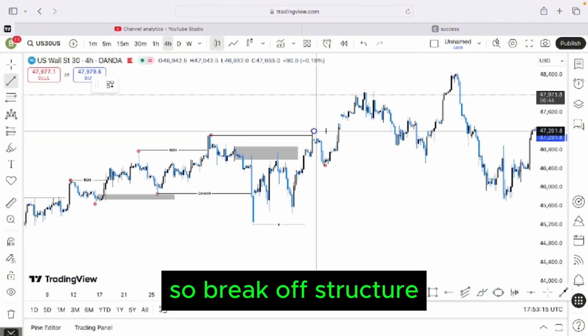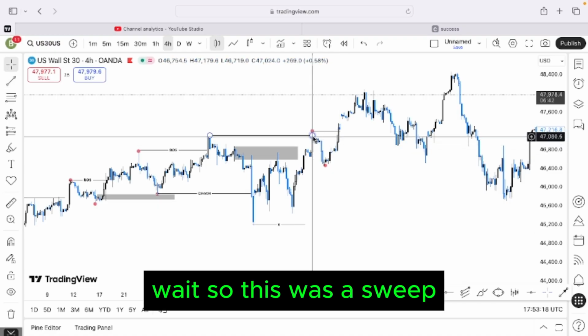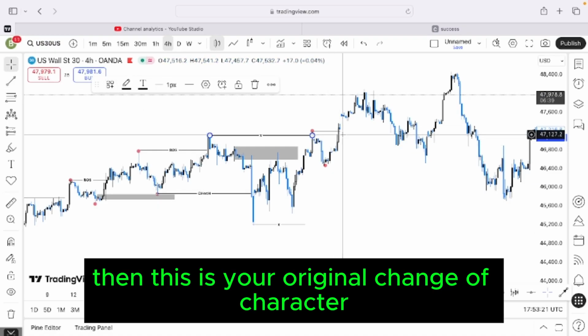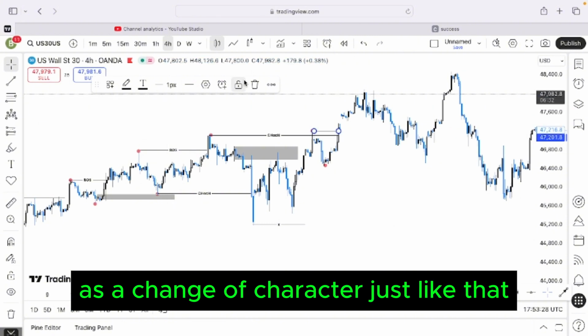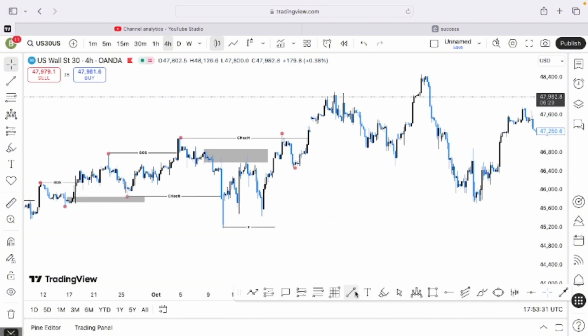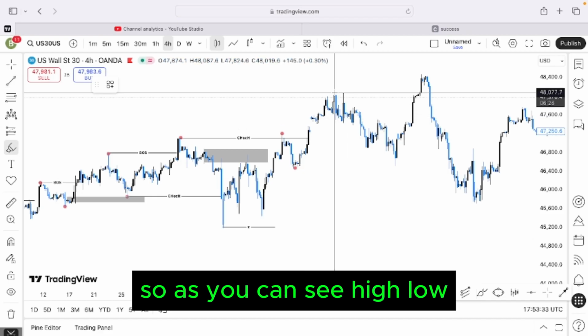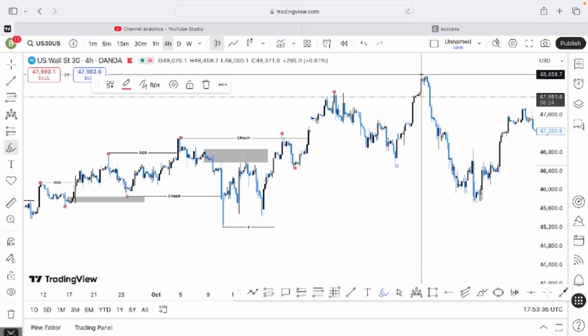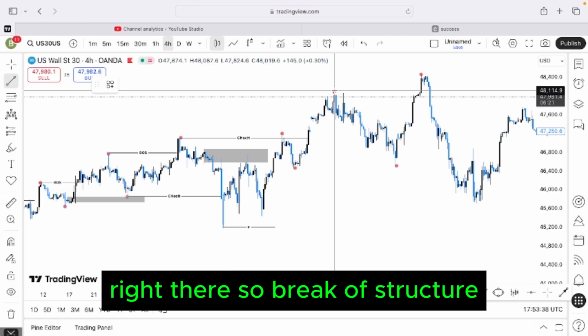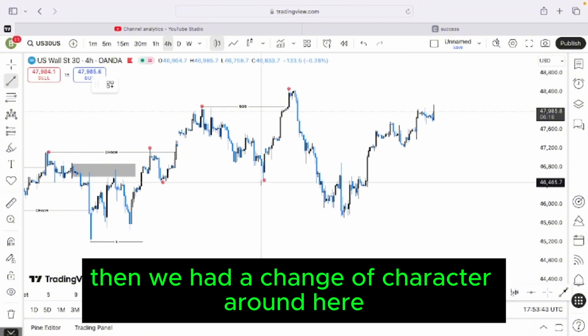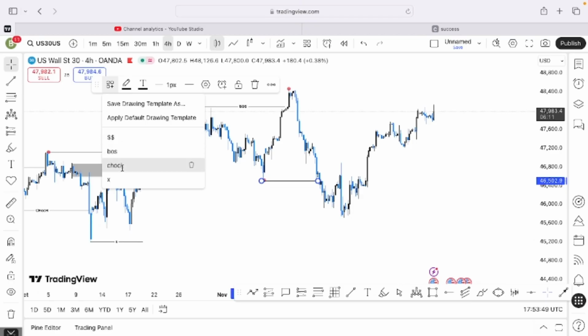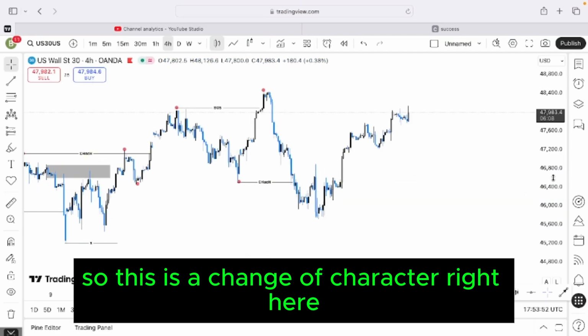So break of structure. Wait, so this was a sweep, and this is your original change of character, or you can just classify everything as a change of character, just like that. Remove it. Then we continued pushing up. So as you can see, high, low, higher high right there. So break of structure, break of structure. Then we had a change of character around here. So this is a change of character right here.